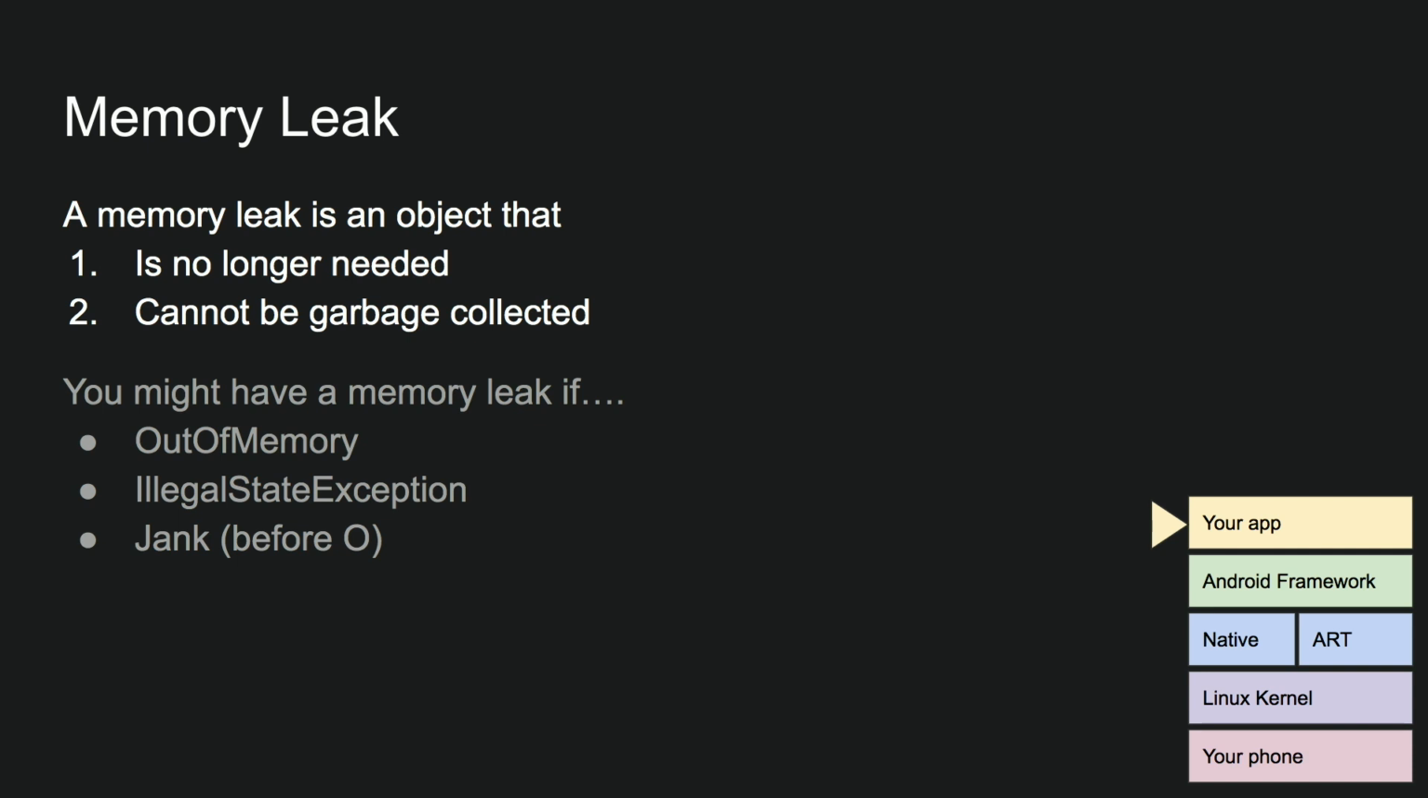So what is this memory leak? A memory leak is just an object that we no longer need and cannot be garbage collected. It's an object that still has a reference that is no longer needed. So some symptoms of memory leaks in your code are out-of-memory errors, which is an extreme case.